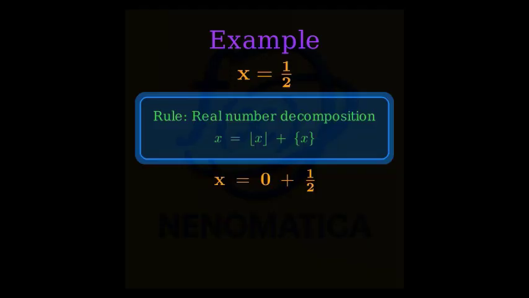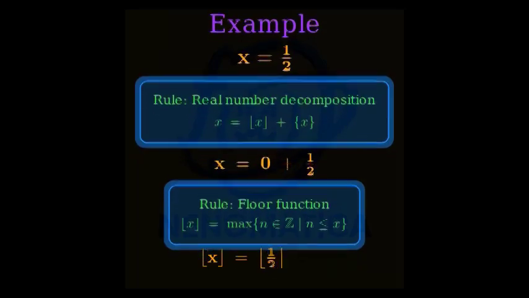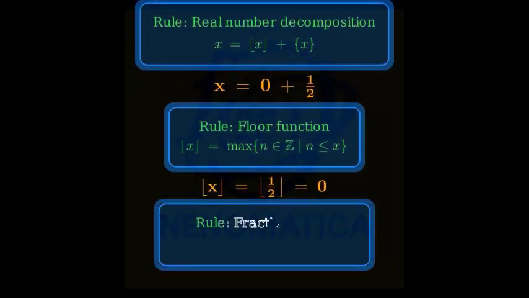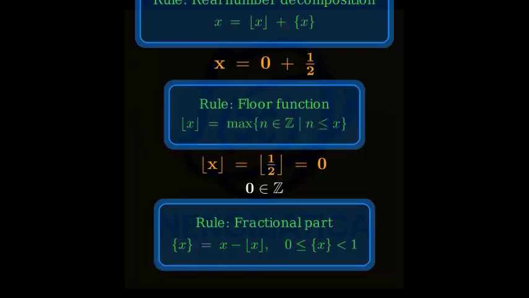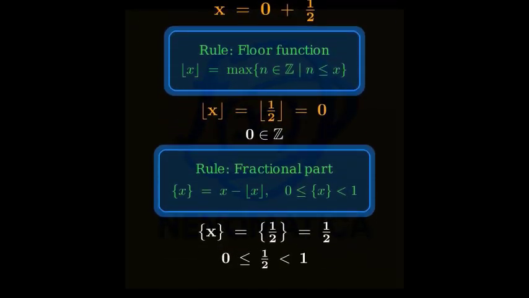Step 2. Determine the integer part, the floor. The floor of x is the greatest integer less than or equal to x. For x equal to 1/2, the greatest integer not exceeding 0.5 is 0. Step 3. Determine the fractional part. The fractional part equals x minus the floor of x, and always lies between 0 inclusive and 1 exclusive. Substituting x equals 1/2 and floor x equals 0, we get the fractional part equals 1/2, which indeed lies between 0 and 1.